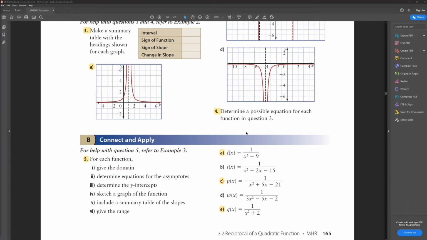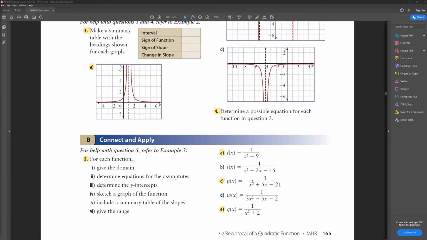It's rather simple. Then it's asking you to include a summary table of the slopes, which is the thing we did in question 3. And finally, give the range. To find the range, again, you should find the vertex. For example, here, we know that it has to be greater than 0, just because of the form of the function that was given to us.